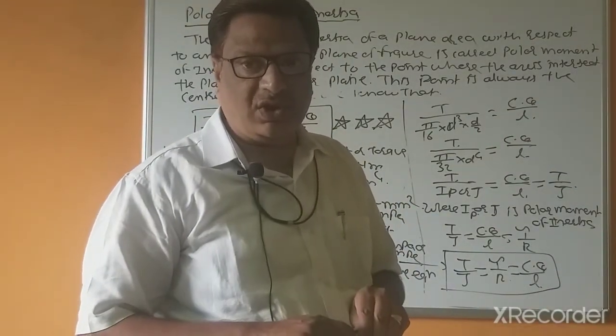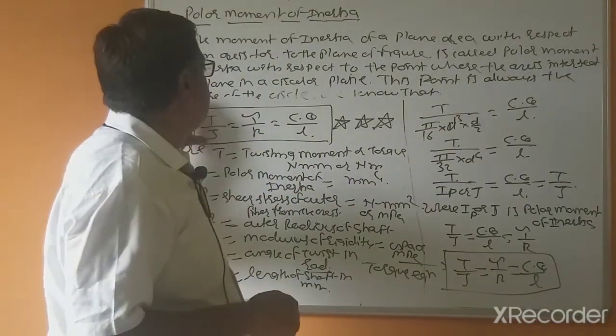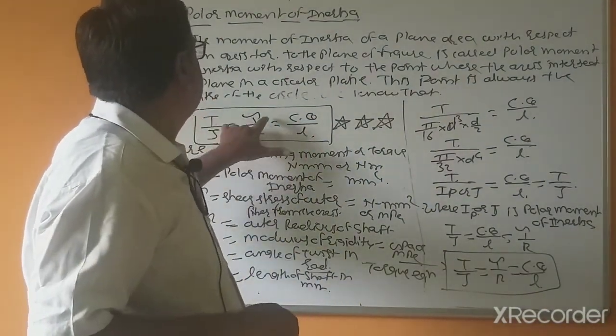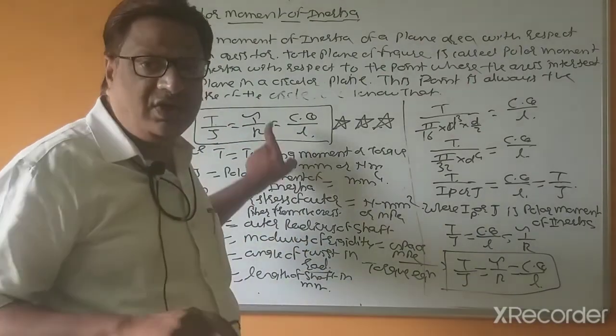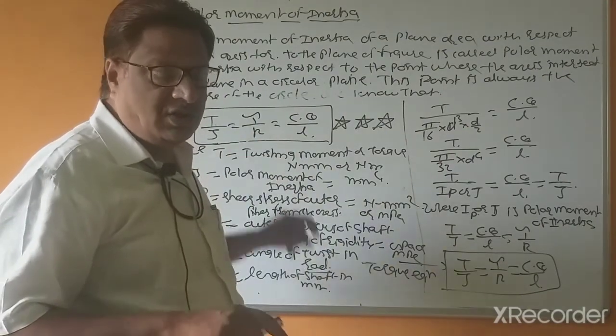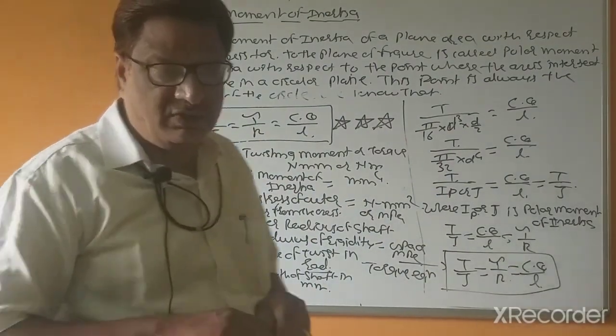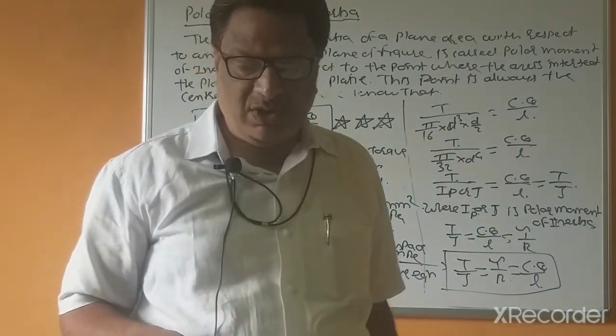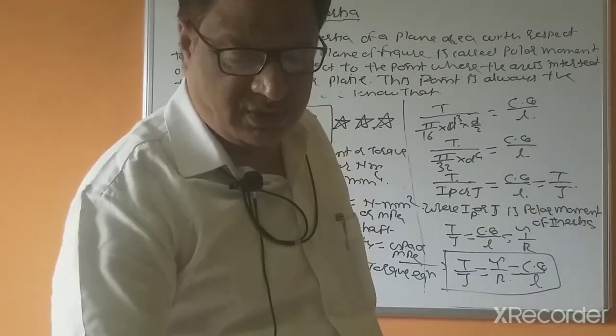So this formula is very important because the whole chapter is based on this equation, that is the torque equation. So be careful about this equation. Multiple choice questions may be asked. T divided by J or polar moment of inertia, tau divided by R, C theta. Definitely 1 mark or 2 mark questions will be asked on this equation because theory related to our subject is very less. So be careful about this equation.